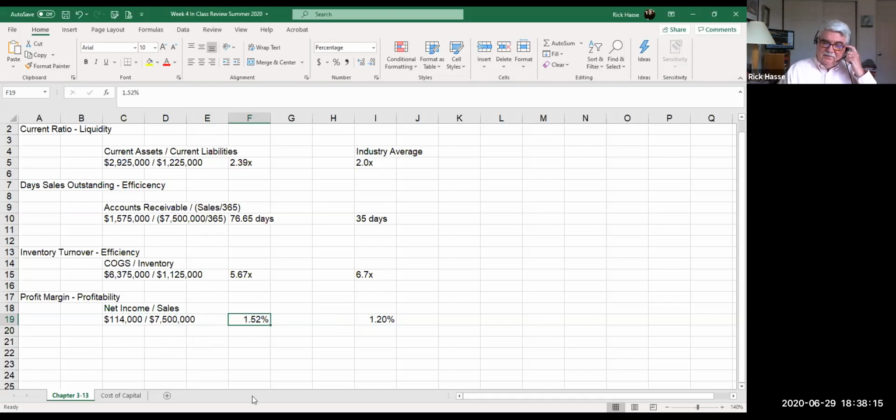Revenues minus expenses to produce those $7.5 million of sales, we're making 1.52%. Return profit margin. A good number to know because that tells you your profitability spread, how you're doing. Naturally, the higher that is, it's great.